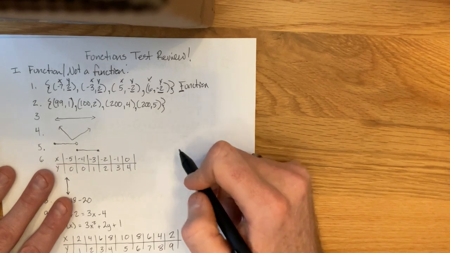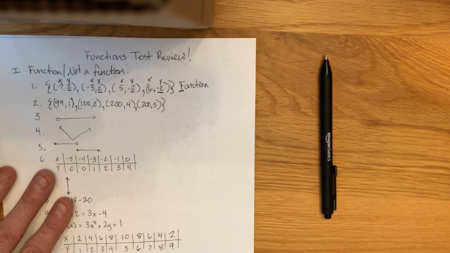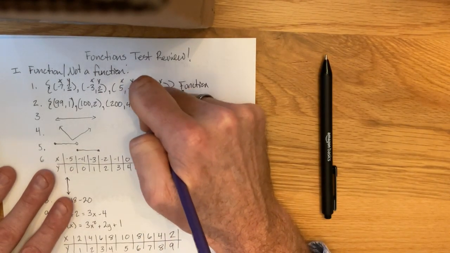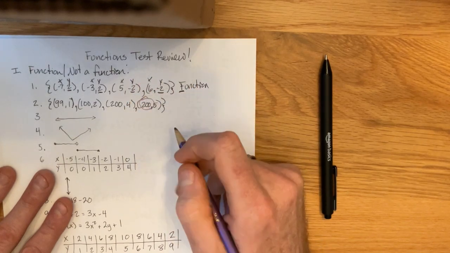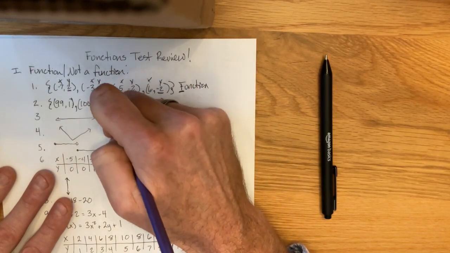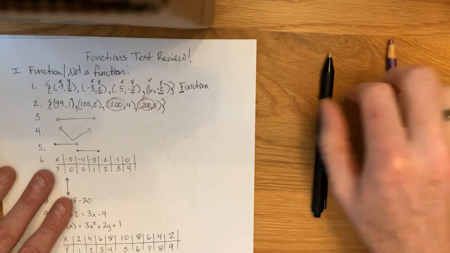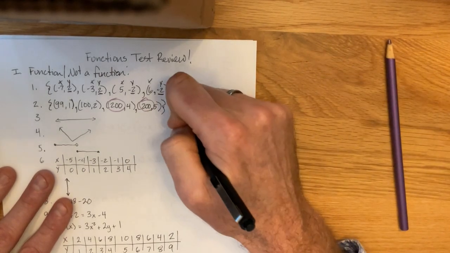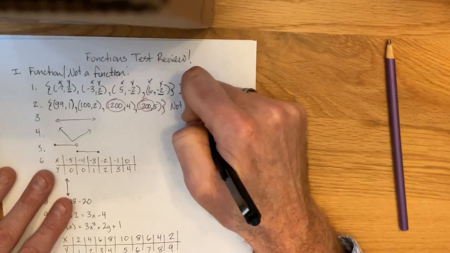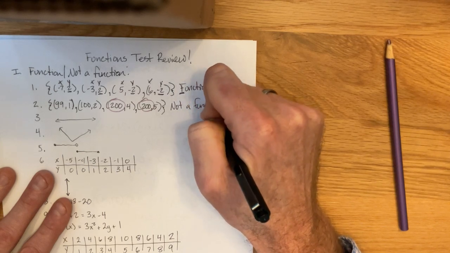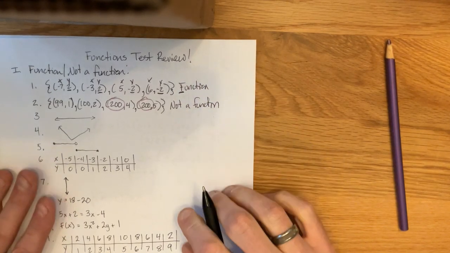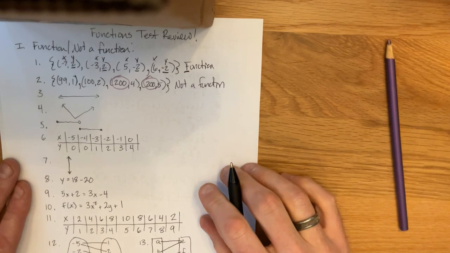This example for number 2 is not, because as we're looking at number 2, take a look there. We've got that x value of 200 and that x value of 200. We have x values repeated, and therefore that is not a function. All right. Let's look at a couple more examples like this.